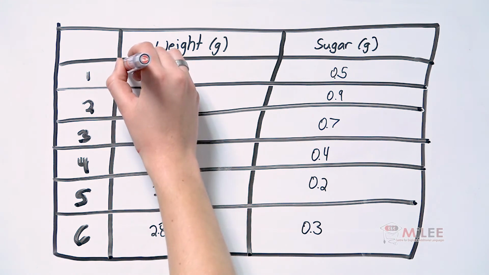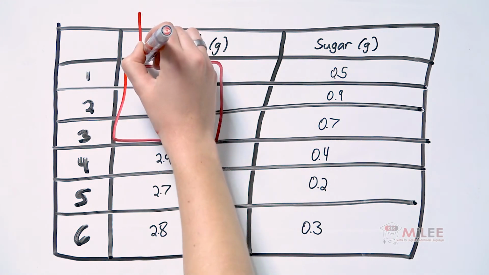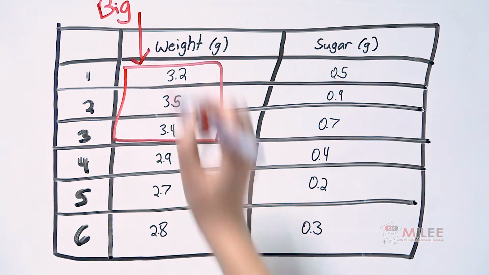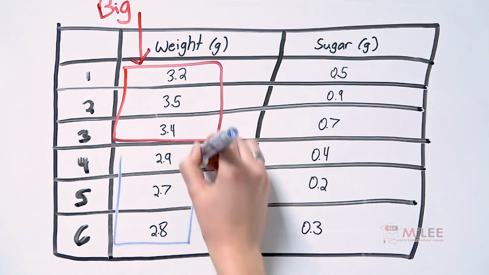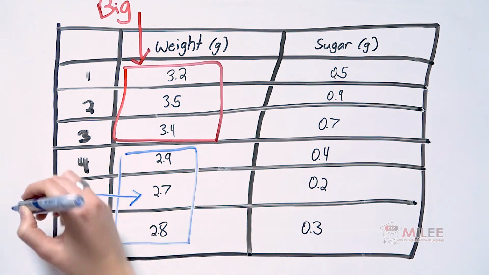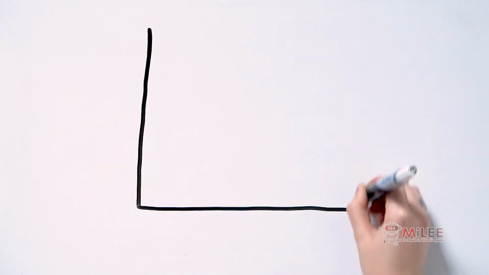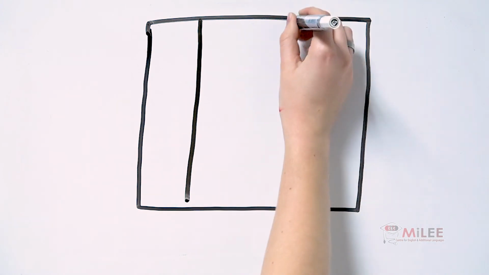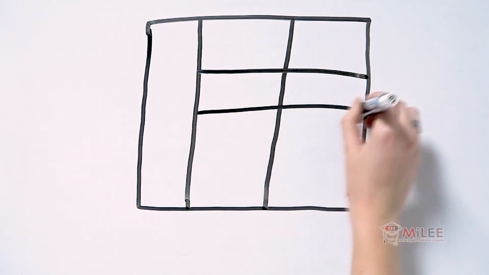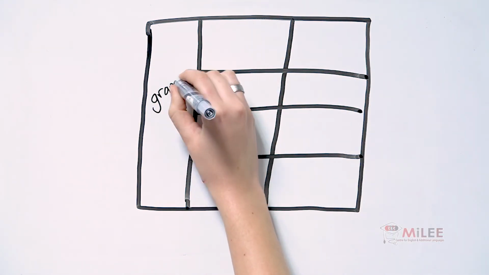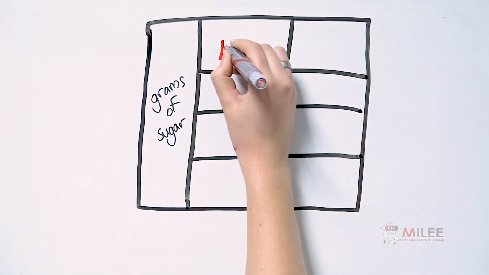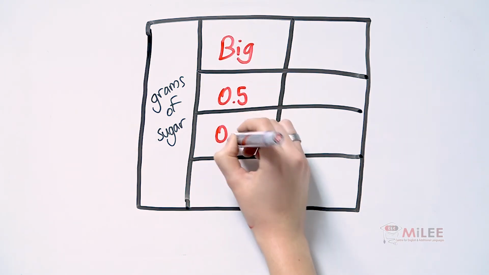The good news is, quantitative data can be converted into categorical. You could decide that if a gummy bear weighs 3 grams or more, it's big, and if it weighs less than 3 grams, it's small. You could then categorize all the gummy bears in this way, rearrange your data, and see if there is a difference in mean grams of sugar between the big group and the small group.